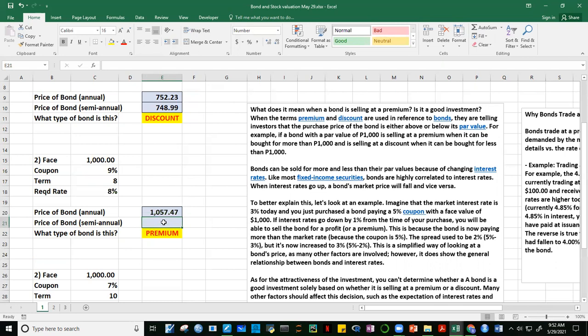So kung semi-annual siya, okay, negative PV, okay, rate natin is 8%. Sandali ah.